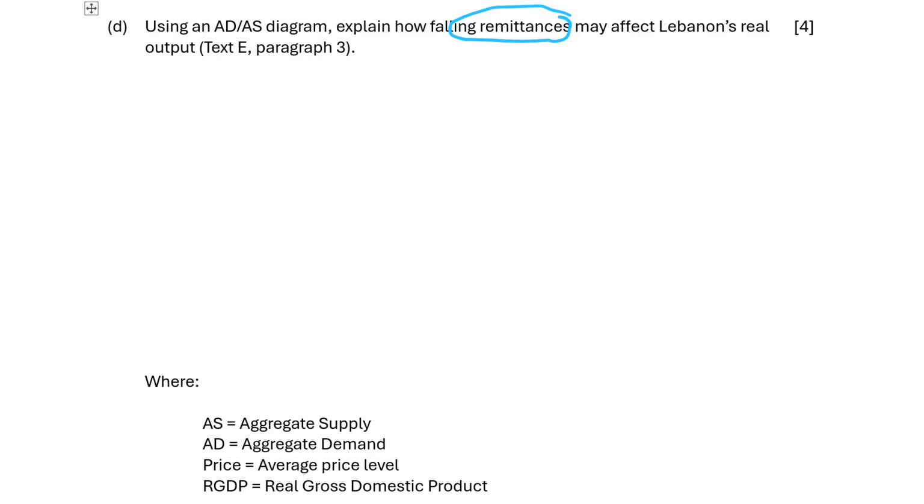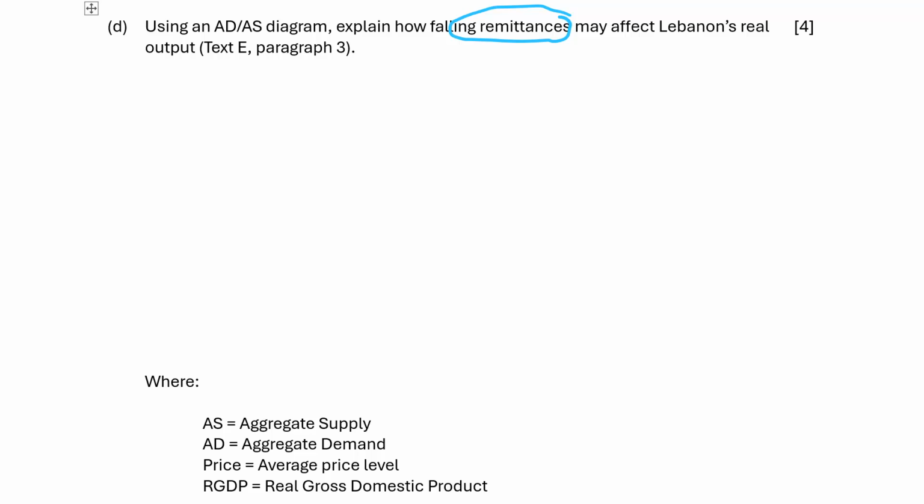Now, the main effect would be that there would be less income coming in, household consumption would fall, and aggregate demand shrinks. Although it's not specifically stated in the question, if you read the paragraph, they also mention falling FDI, which stands for foreign direct investment, and this is going to have a supply side effect, contracting the supply curve. So the combined effect is a reduction to both aggregate demand and supply and a massive reduction to real GDP in the nation.